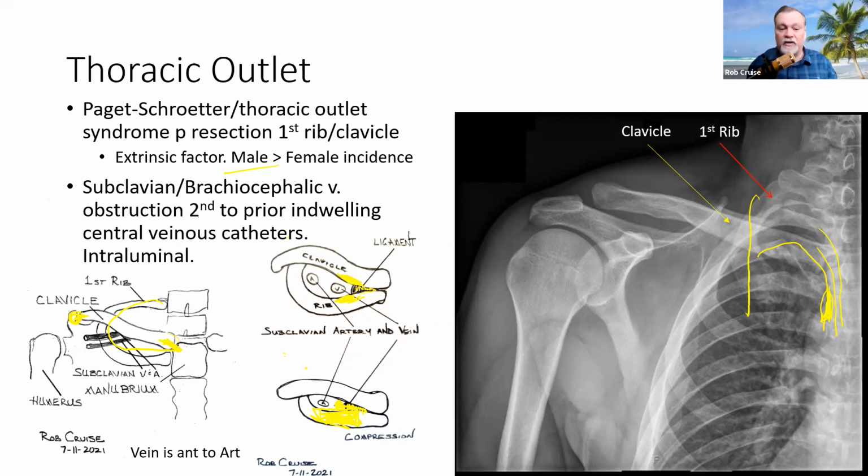Okay, and that would be an intrinsic. So we made it happen by putting in a central catheter, but it is a change to the luminal size on the inside of the lumen, as opposed to something exterior to that vessel pinching it. So you don't have to go in and cut a bone if it's an intrinsic, because all you have to do is go in and balloon and stent it.